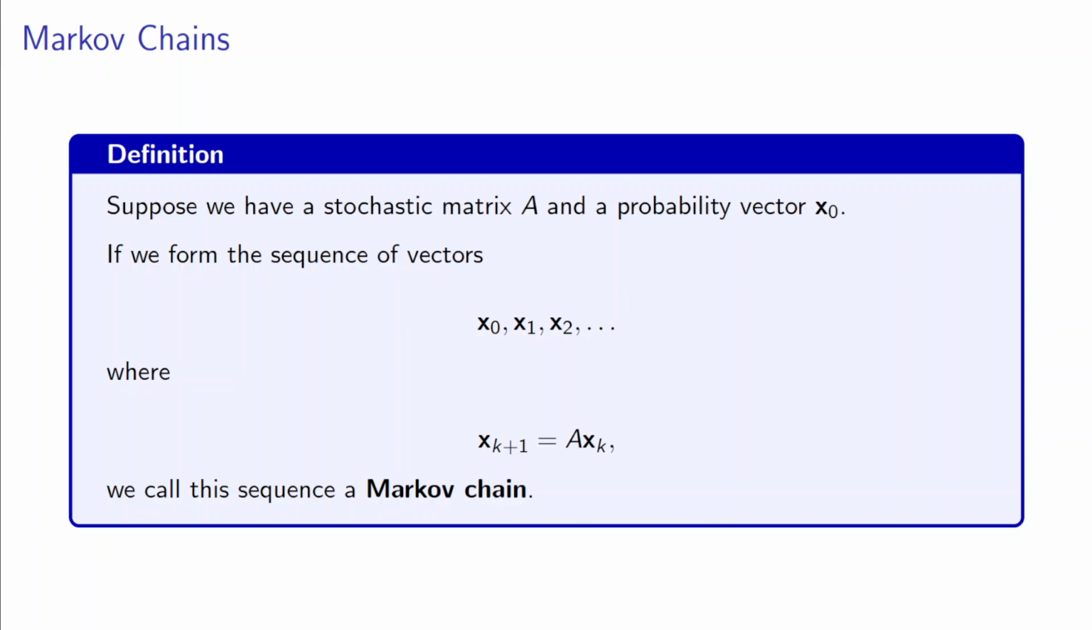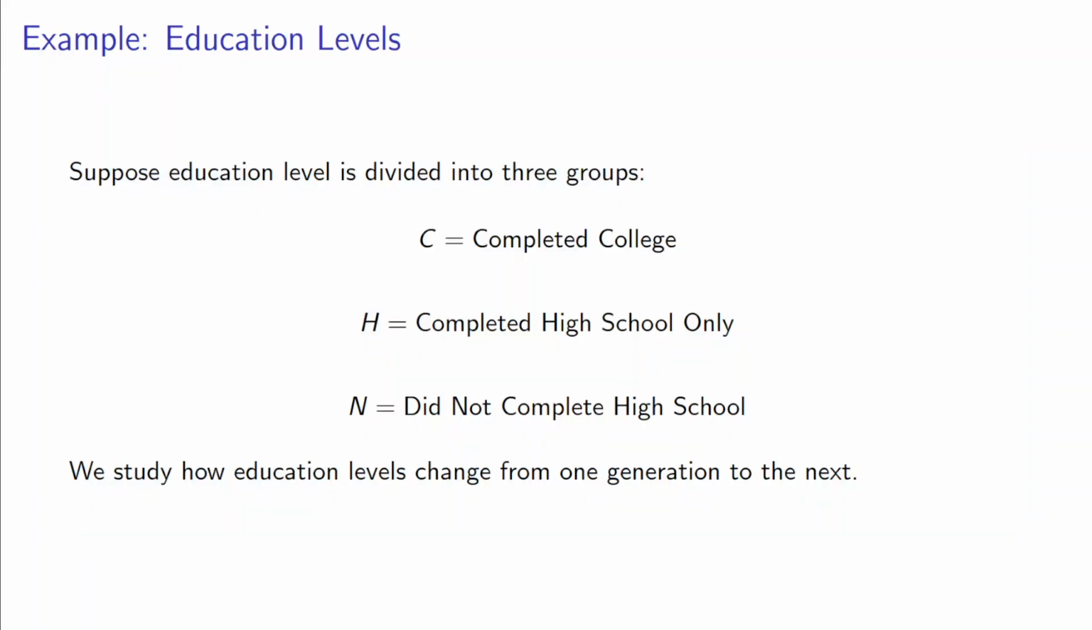So now for a more specific definition of a Markov chain, suppose we have a stochastic matrix A, so all of the columns of A, the values in each of those columns, add to 1, and a probability vector x0. If we form the sequence of vectors x0, x1, x2, and so on, where x_{k+1} equals A times x_k, then this sequence is what's known as a Markov chain.